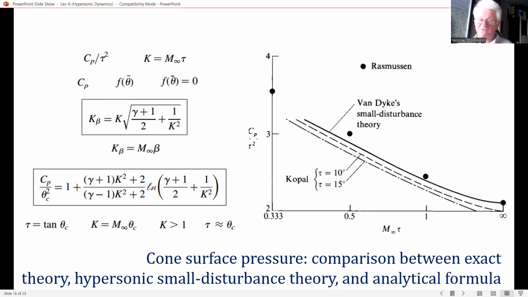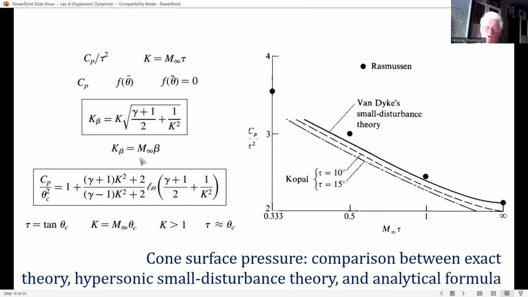So, utilizing the fact that the function f of theta stretch equals 0 at the body surface, Rasmussen obtains the following closed form expression for the shock wave angle. K sub beta equals K times the square root of these two components, (gamma plus 1) over 2 plus 1 over K squared. K sub beta here is equal to M infinity times beta.